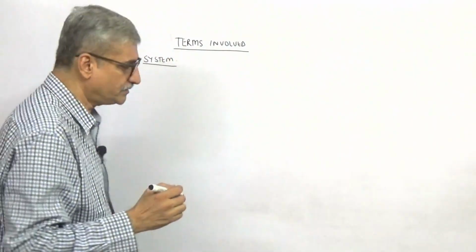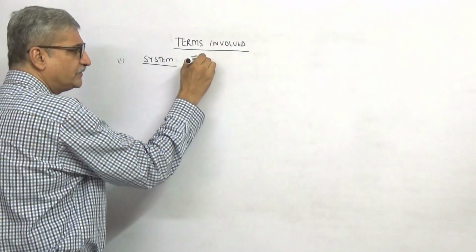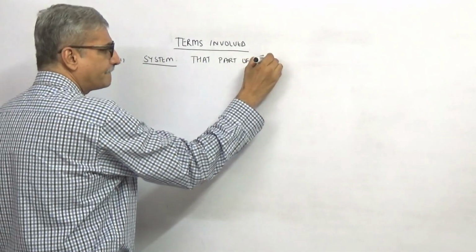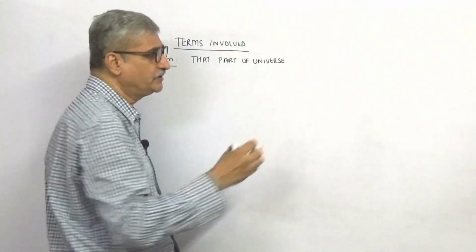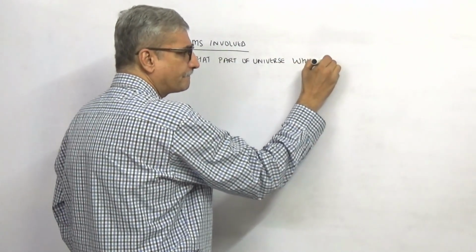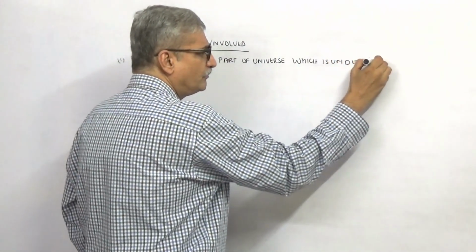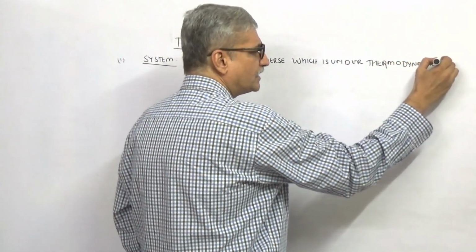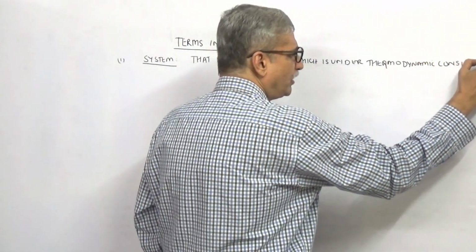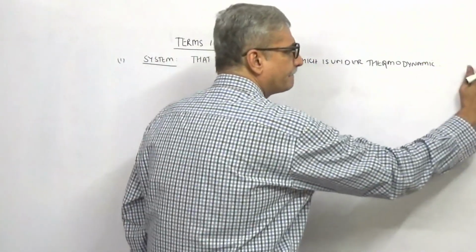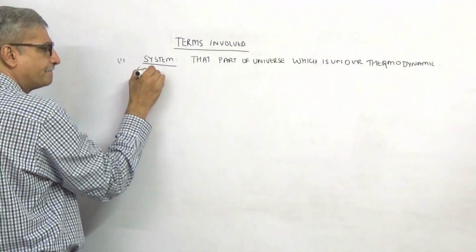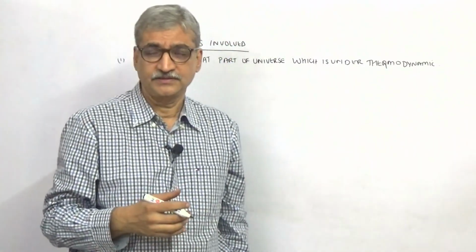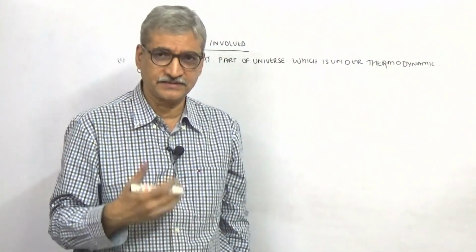The definition is, it is that part of the universe which is under thermodynamic consideration. So what do you mean by thermodynamic consideration? It's that part of the universe where there is an exchange of energy. Exchange of energy is what? Flow of energy is heat. It is clear, where there is heat involved.